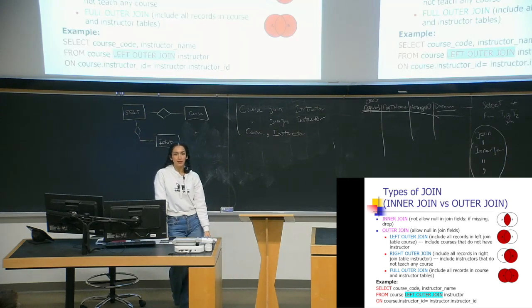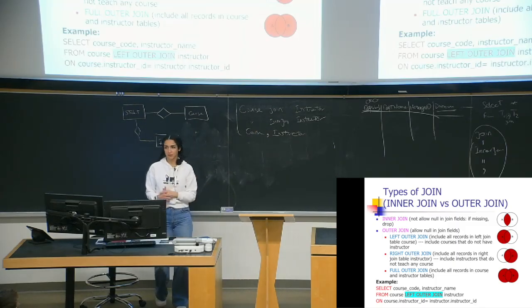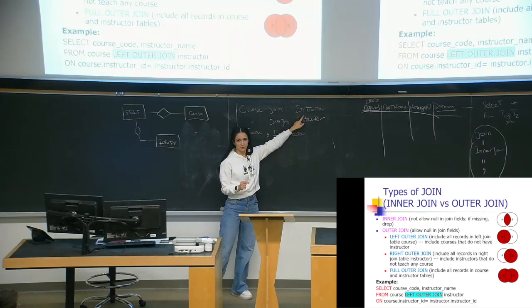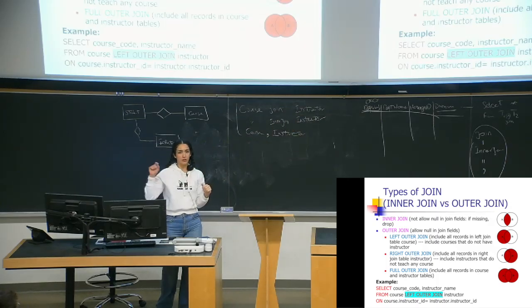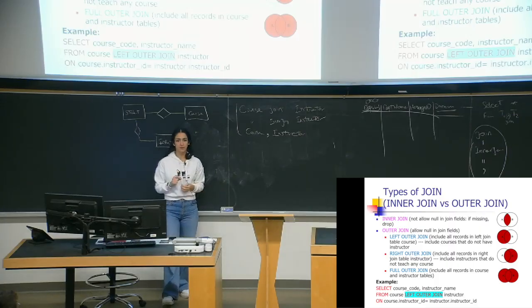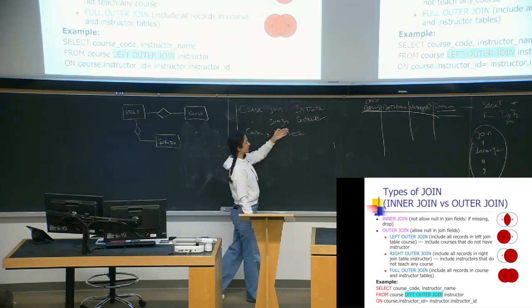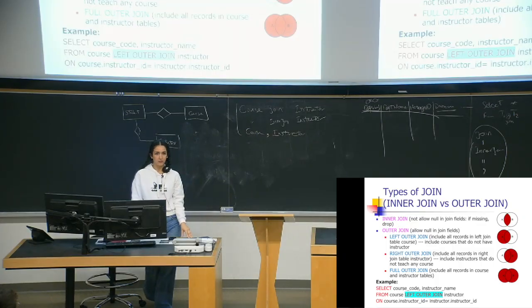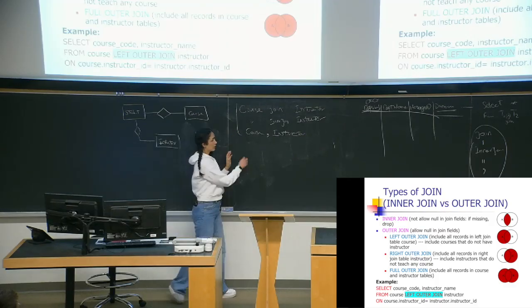And what does that mean? It means it doesn't accept null in either of these tables. It means we do not accept courses that do not have an instructor yet. If you have some courses in your course table for which the instructor table is empty or null, you will not see that result in your join result. Similarly, you cannot see any instructor if they are not teaching any course yet. So this type of join, inner join, only returns the common values.